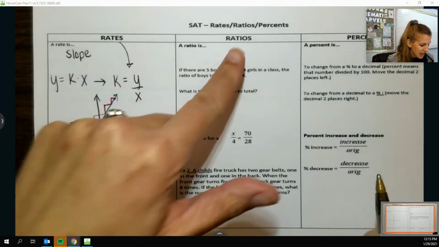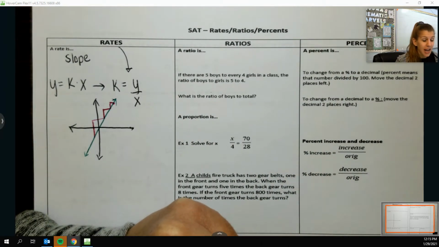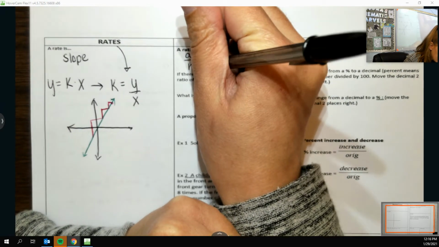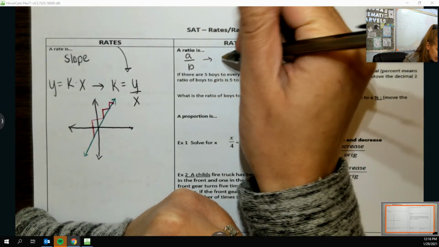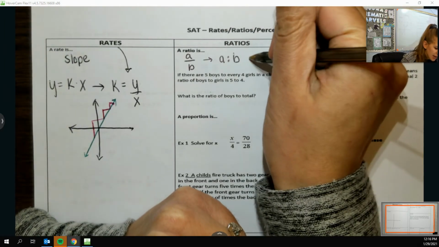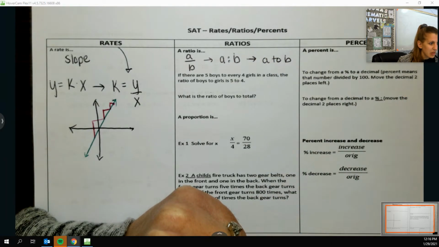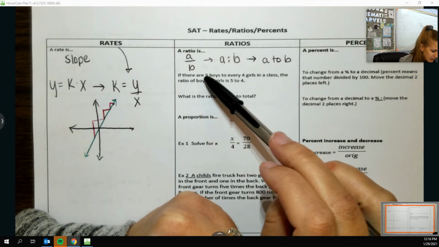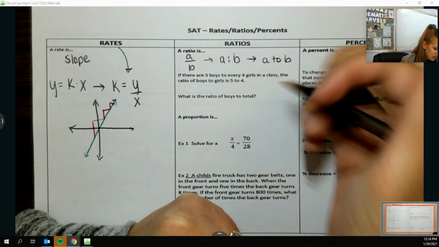Which, as I'm using that word ratio, let's talk about it. So a ratio is just a shorter version of the word rational, and rational numbers are just fractional numbers. So a over b is a really good example of a ratio. You could also write that same thing as a to b, with the colon in between, or sometimes they simply just write it a to b. Okay, so an example of how we might write a ratio. If there are 5 boys to every 4 girls in class, the ratio of boys to girls is 5 to 4.